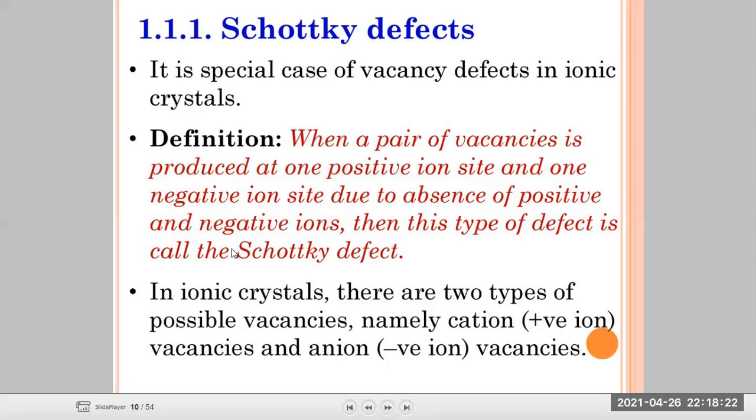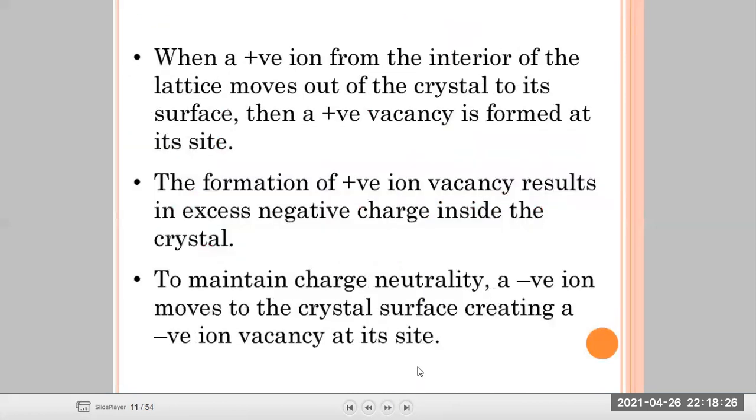That is the cation and the anion, right? So I think that you got a clear idea. So you see, when a positive ion from the interior of the lattice site moves to the crystal's surface, then a positive ion vacancy is formed. And the formation of this positive ion vacancy results in an excess negative charge inside the crystal.